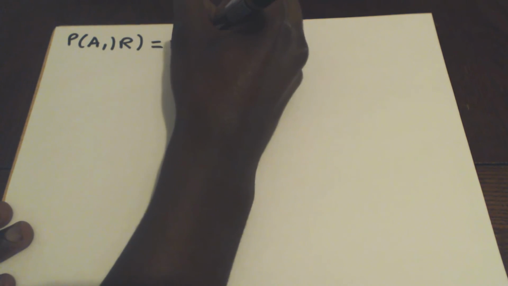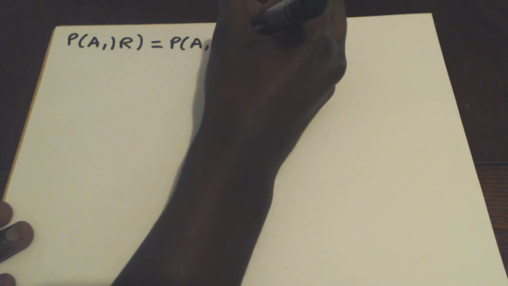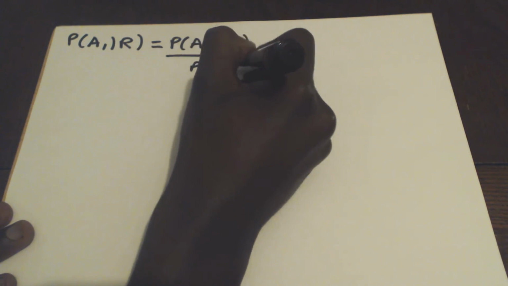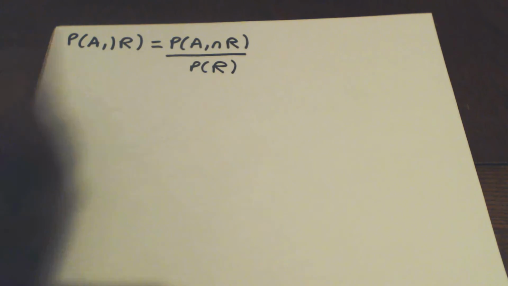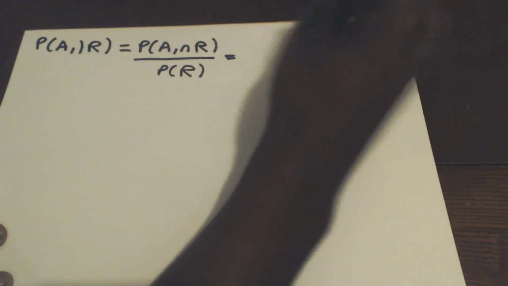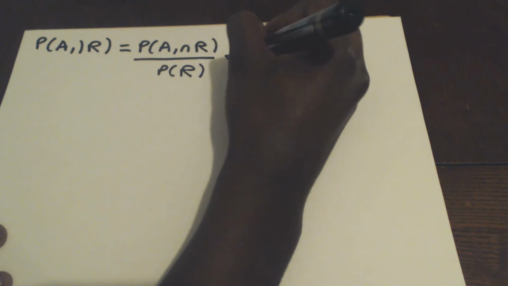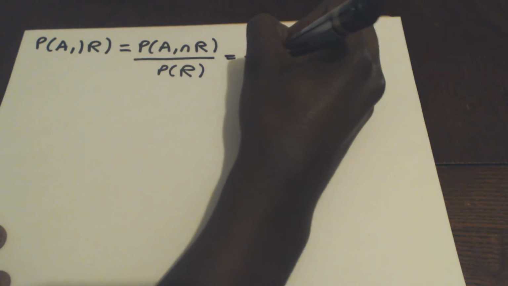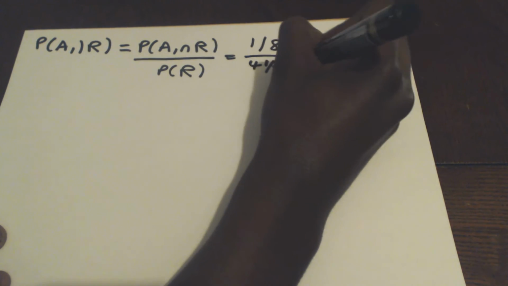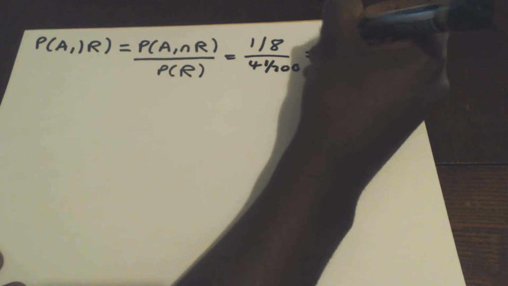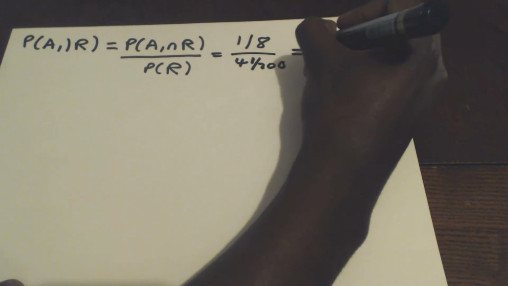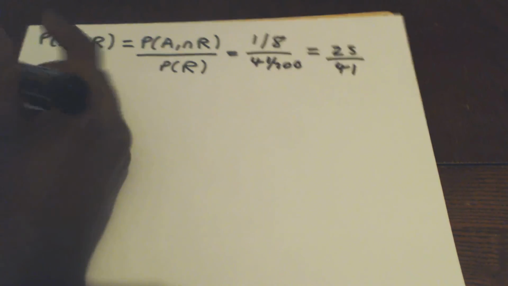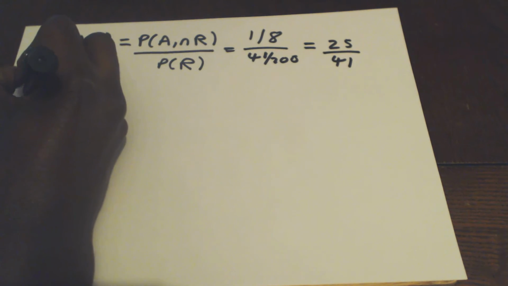By conditional probability, that's going to be A1 intersection R over R, and that's by definition of conditional probability. And so we know what A1 intersection R is. That's 1/8 from the first part of the question, and we know what the probability of R is. That was from the second part. That's 41/200. And when you simplify this, you should get 25/41.